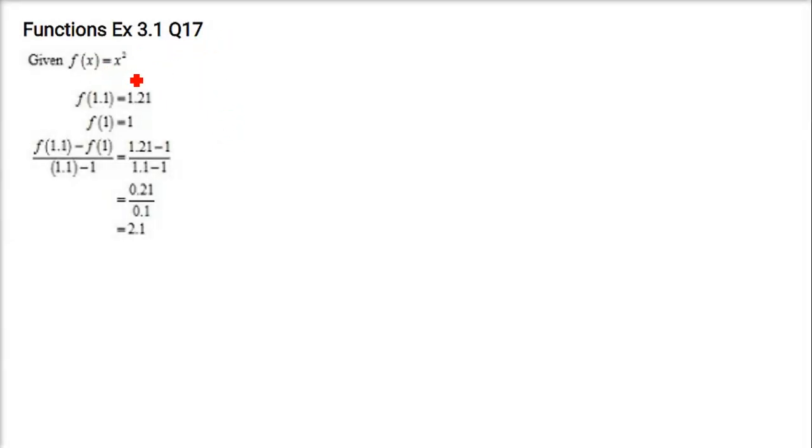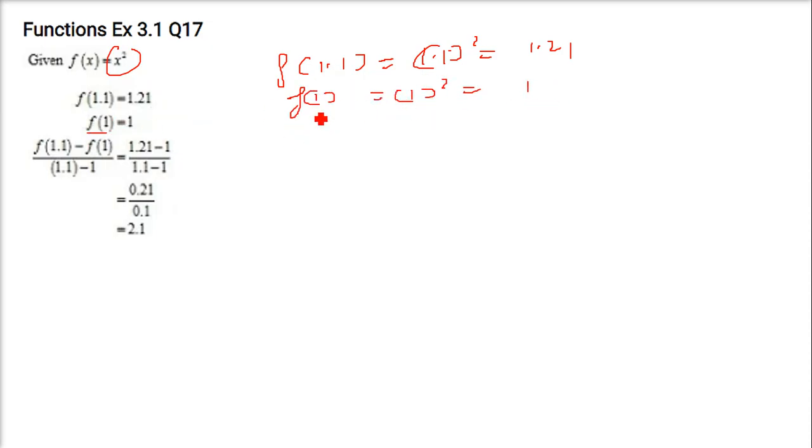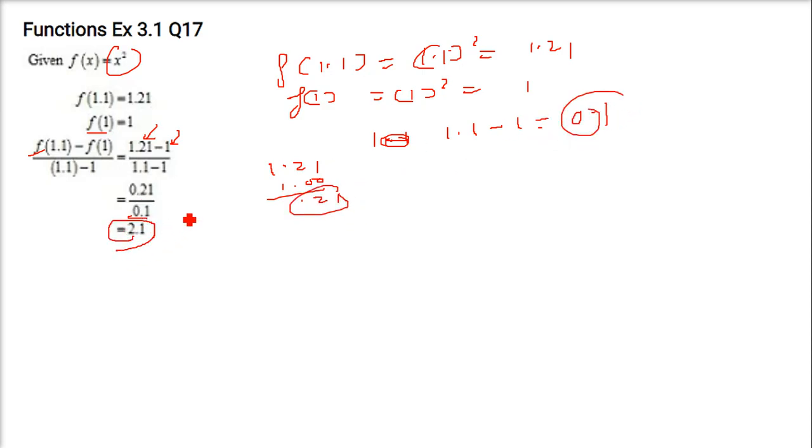Now f(x) is equal to x square. We have to find (f(1.1) minus f(1)) divided by (1.1 minus 1). f(1.1) is 1.1 whole square, which is 1.21. f(1) is 1 square, that is 1. 1.1 minus 1 is 0.1. 1.21 minus 1 is 0.21. So we have 0.21 divided by 0.1, which is 2.1. So this is your answer.